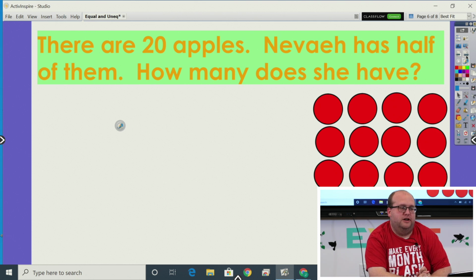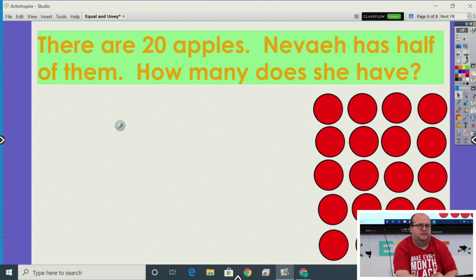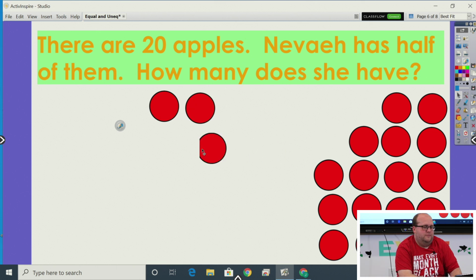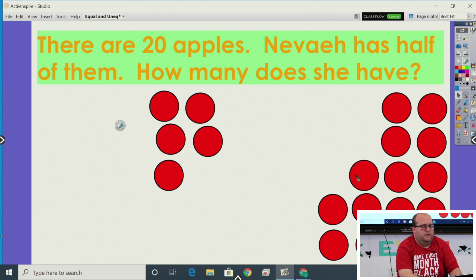Numbers are getting bigger. Now there's 20 apples. Nevaeh has half of them. How many does she have? What do you think half of 20 is? Do you know the doubles fact for 20? What are 2 numbers that you could add together to get 20? Watch me try while you're thinking.